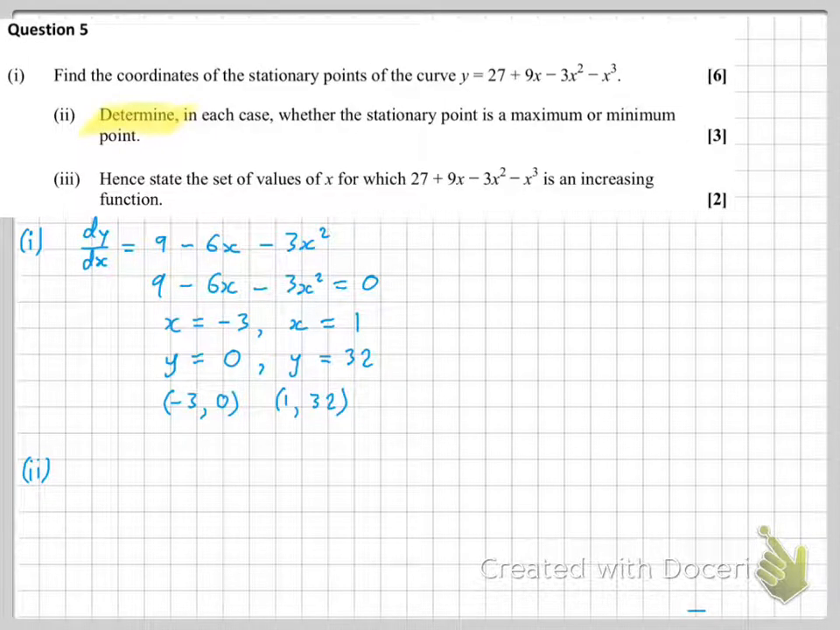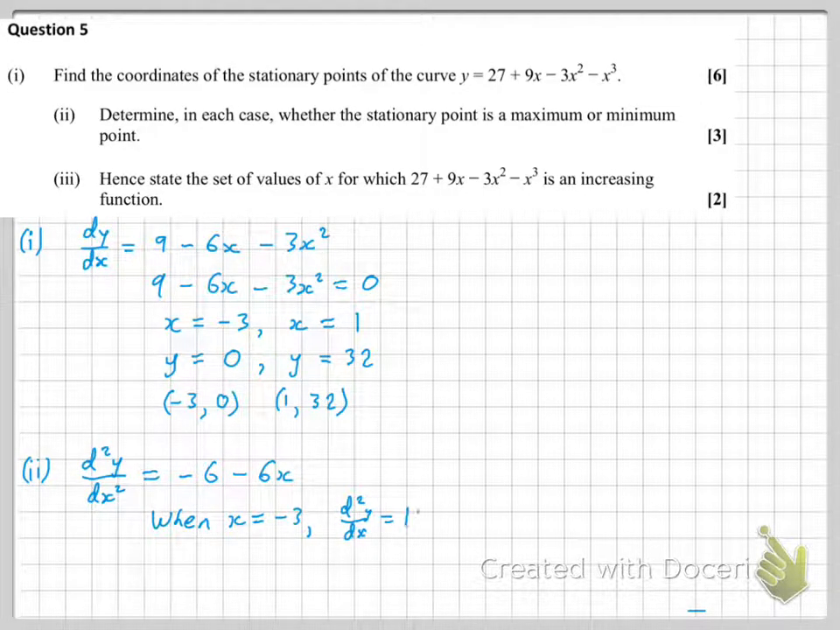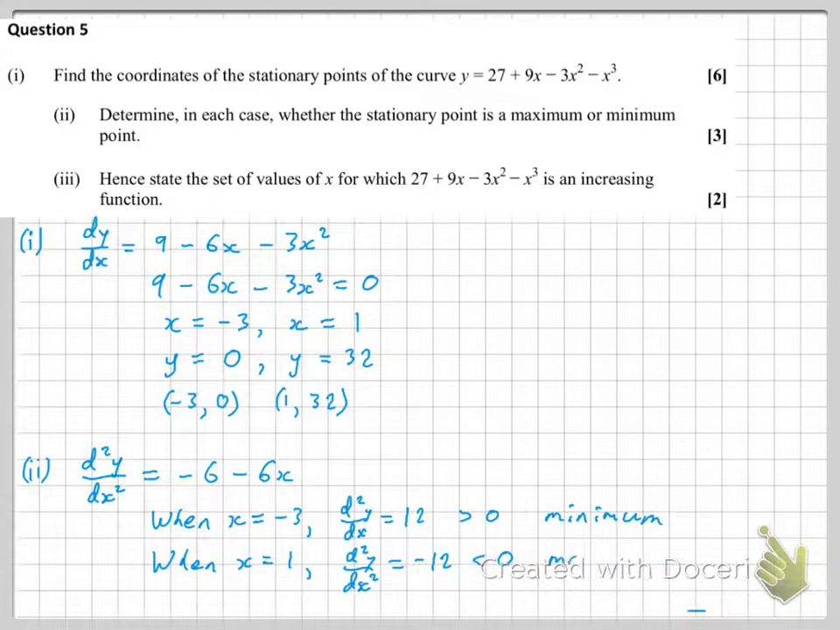The easiest way, the most efficient way to determine the nature of a stationary point is to use the second derivative. So differentiate our first derivative again, and then we substitute numbers into the second derivative. So when x is minus 3, calculate it, you do minus 6, subtract 6 lots of minus 3, and you get 12, which is positive, and therefore it's a minimum. And then don't just write that the other one's a maximum, we have to also show that. So when x equals 1, second derivative, calculate to be minus 12, which is negative, and therefore it's a maximum.